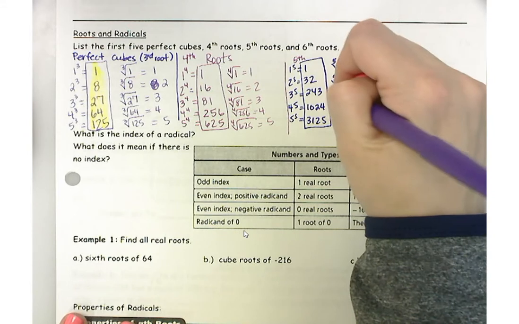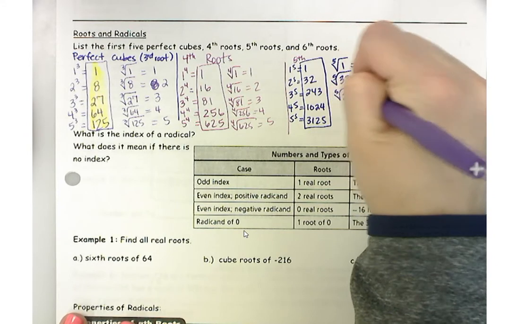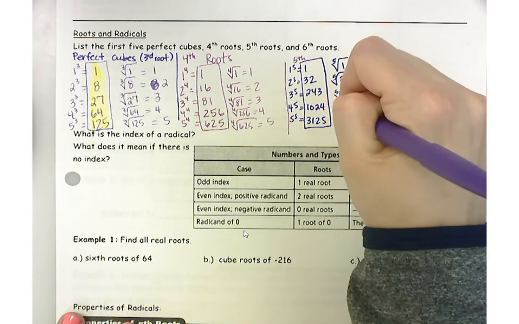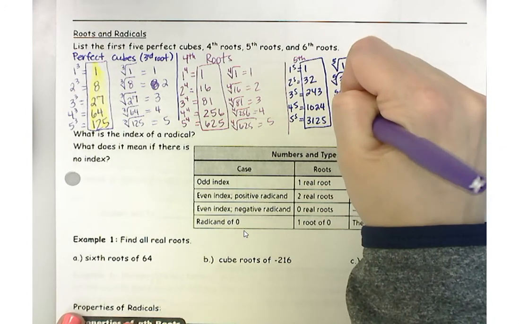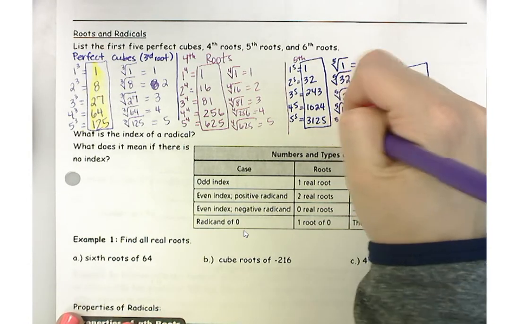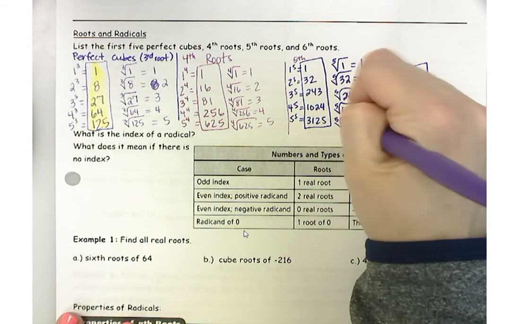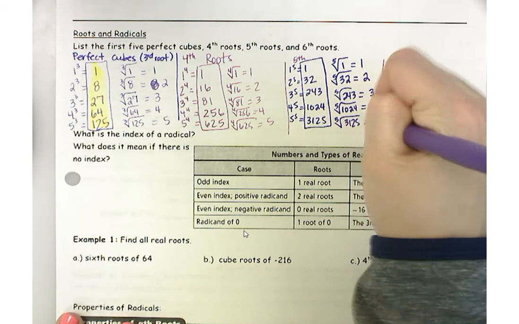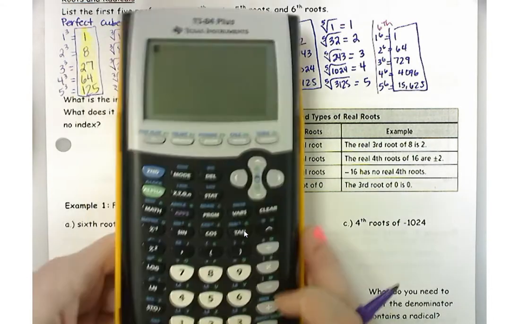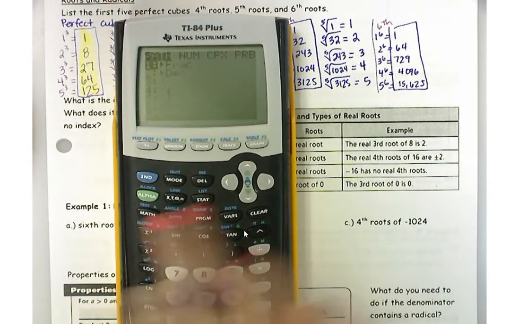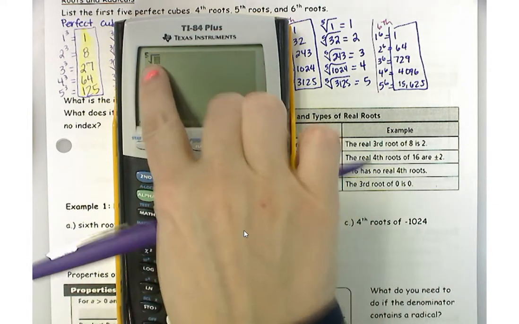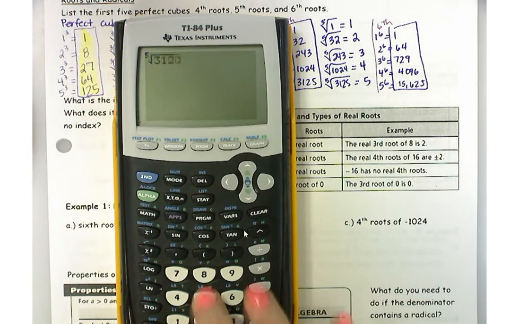Do you guys know how to do different roots on your calculator? Like if you wanted to do the 5th root of 3,125, would you know how to do that? So if you want to do the 5th root, you press 5, you go to math, and then there's a x root here. That's why you have to put the 5 in first. Okay, and then it will tell you what your root is. Okay, so you can try that with any one of these.